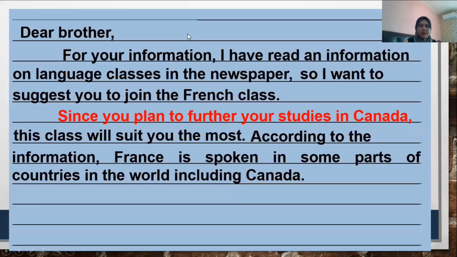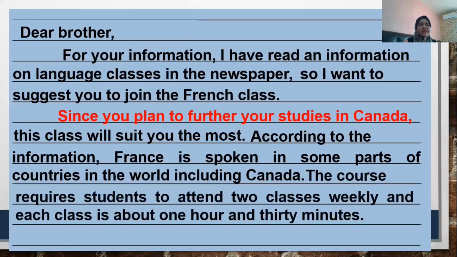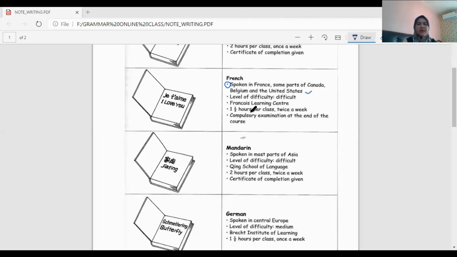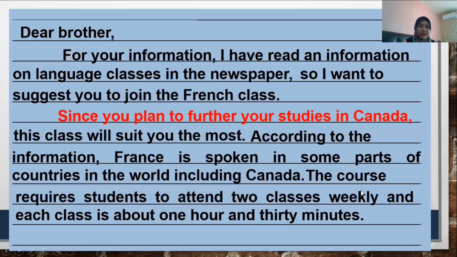So let's look at our next sentence. Then I put here, the course requires students to attend 2 classes weekly, and each class is about 1 hour and 30 minutes. So actually now I am combining 2 information from the question into 1 sentence in my answer. So let's look at the question again. In this question, it has mentioned about 1.5 hours per class twice a week. So now I have put 2 information in 1 sentence of my answer. So meaning I have completed the 3 information from the question.